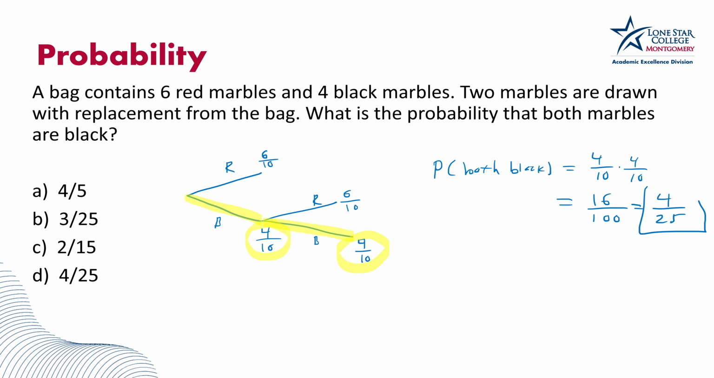So creating a probability tree would be the best way to approach this problem, and the probability of drawing both black marbles would be 4 out of 25, which is answer choice D.